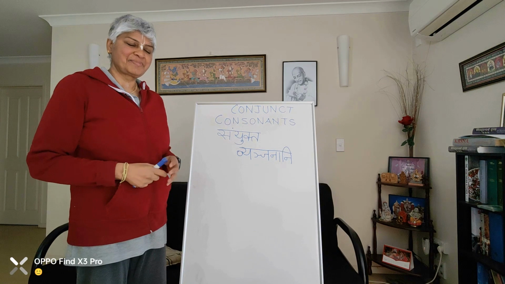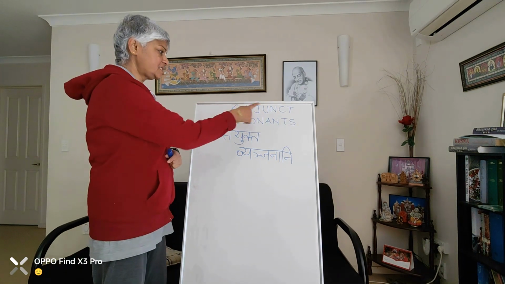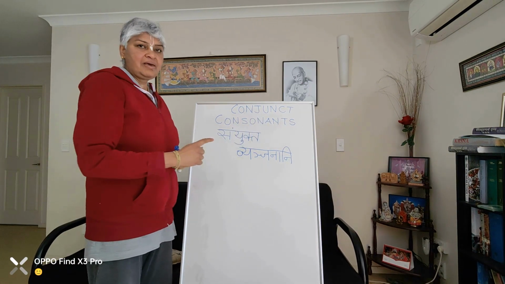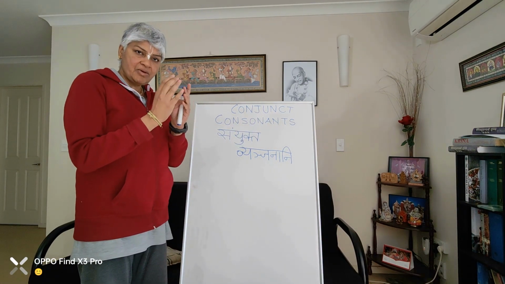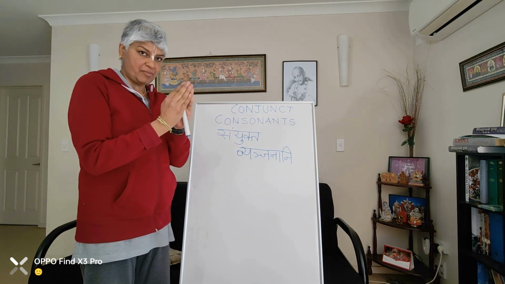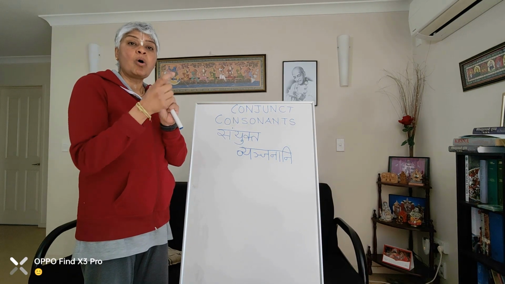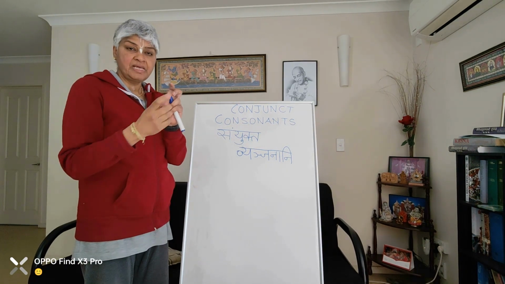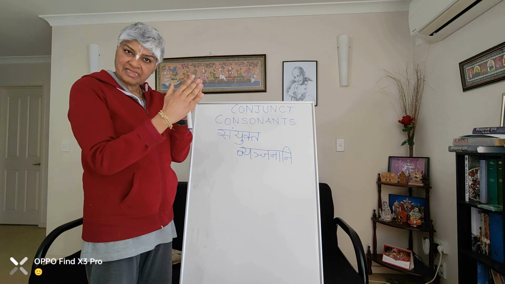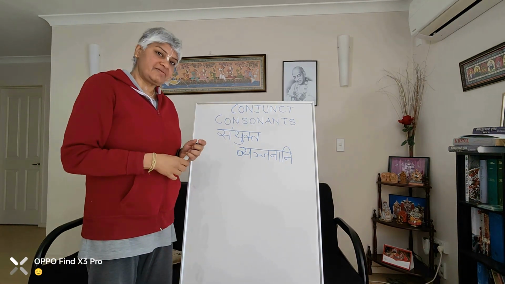Namo Namaha. So this video is to help you learn conjunct consonants. What this means is, you know how some consonants are half and they join up with another consonant? For instance, mukta or yukta. So the k is half and then there's a ta. So we're going to learn how to write that in Devanagari.